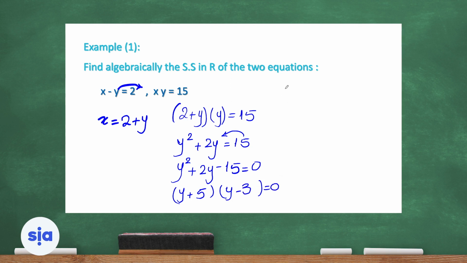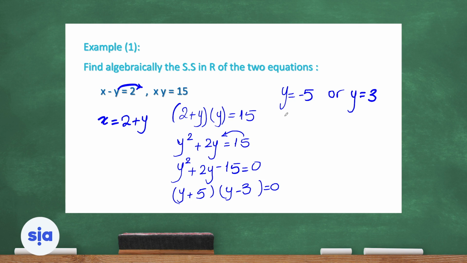Then y has two values, either the negative 5 or the 3. So this part we did not take care of, that y may have a negative value. That's why showing the working out will help you a lot to get the correct answer.